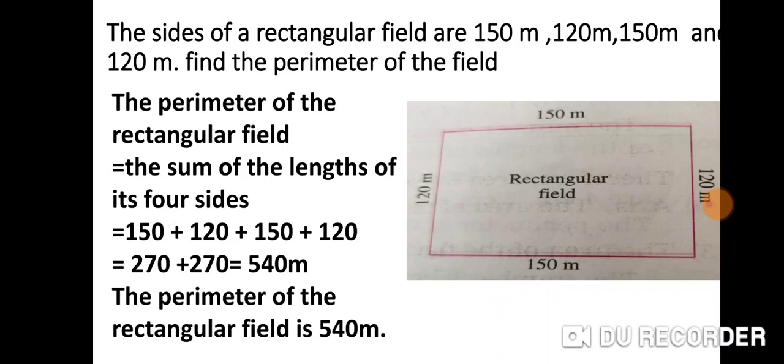So, 150 plus 120. When you add both these numbers, you get the answer 270. Again, there is another pair here, 150 plus 120. Once again, when you add these numbers together, you will get the answer 270. And when you add 270 plus 270 together, you get the answer 540 meters. Therefore, the perimeter of this rectangular field is 540 meters.